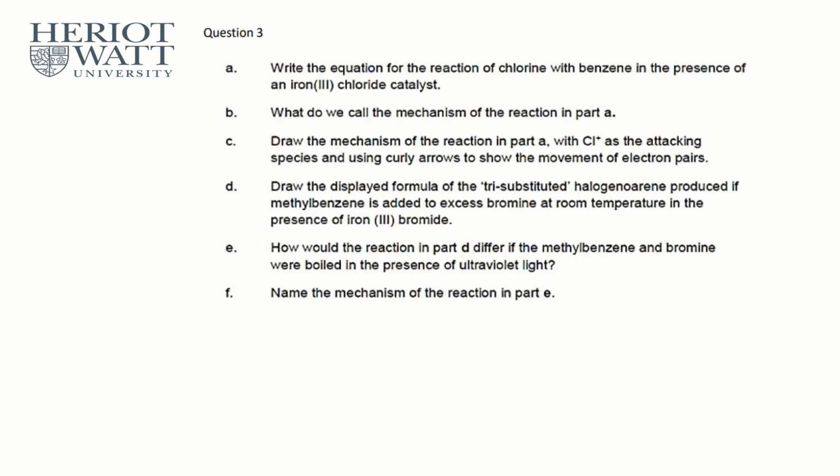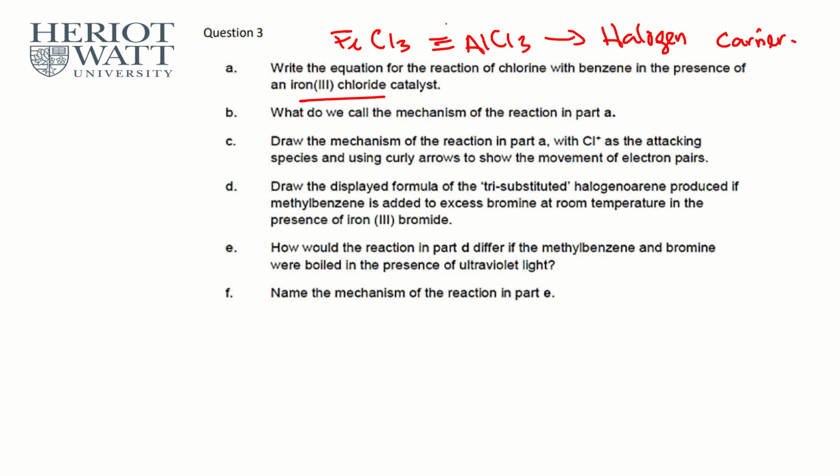And let's look at question 3. Write an equation for the reaction of chlorine with benzene in the presence of an iron 3 catalyst. Iron 3 chloride is actually FeCl3. This is equivalent to AlCl3. And what are they? They are actually halogen carriers, right? I mentioned that in class. So these are halogen carriers.